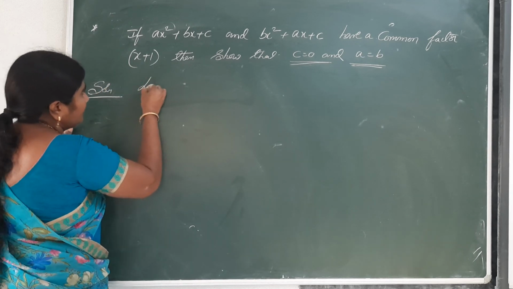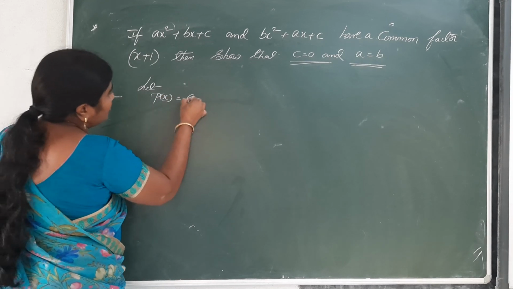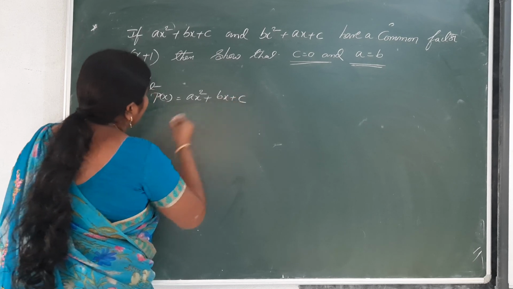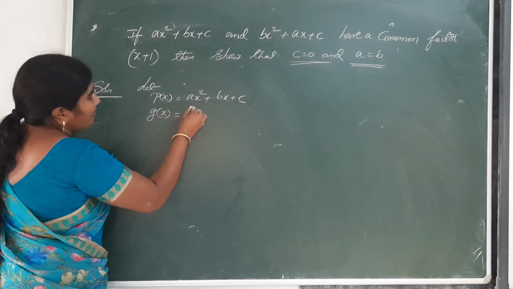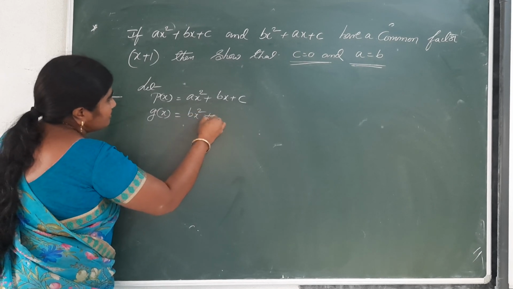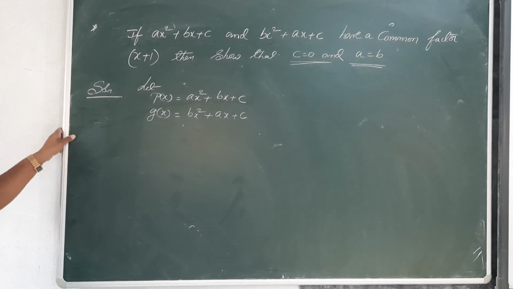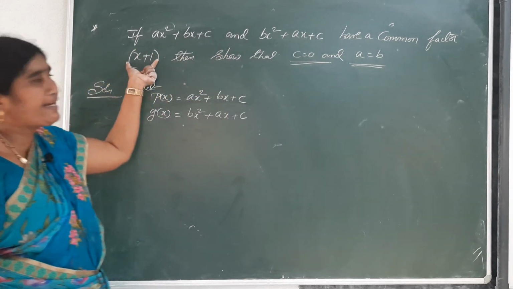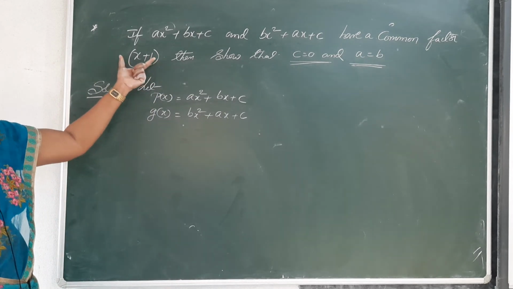Let p of x equal to ax square plus bx plus c, one polynomial. Next, another polynomial g of x equal to bx square plus ax plus c. Next, if p of x and g of x have a common factor x plus 1, the zero of the polynomial x plus 1 is minus 1.